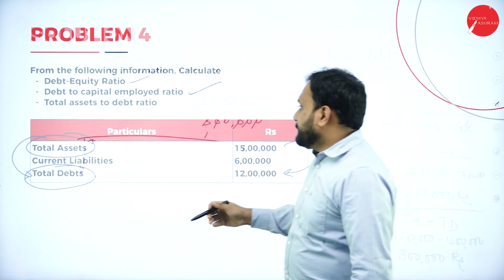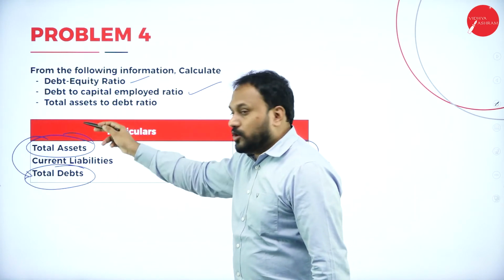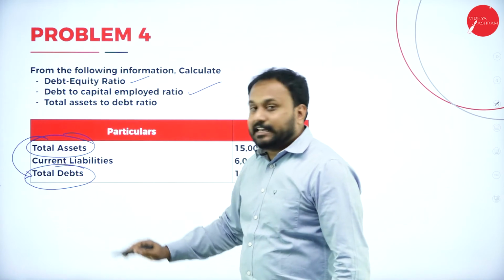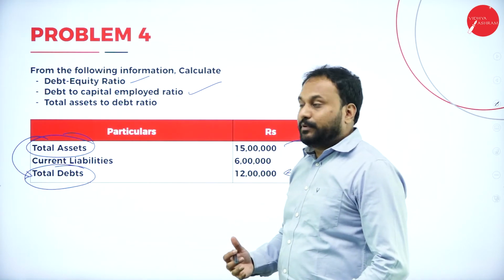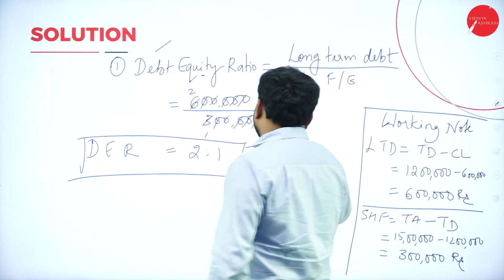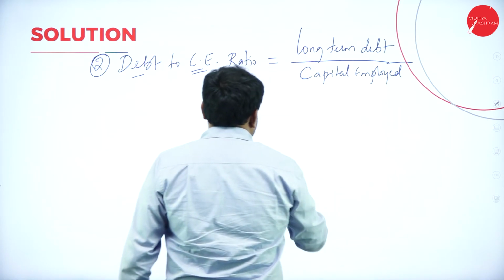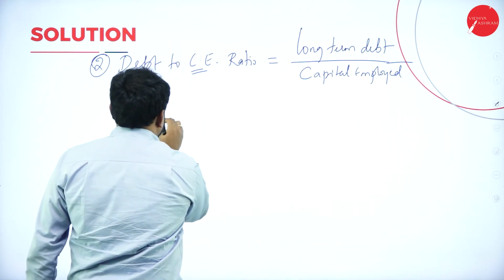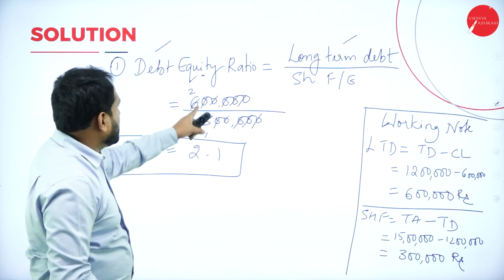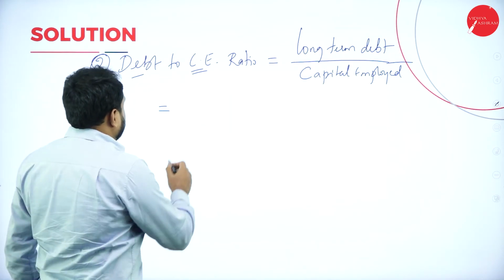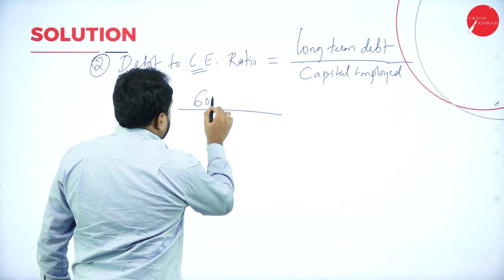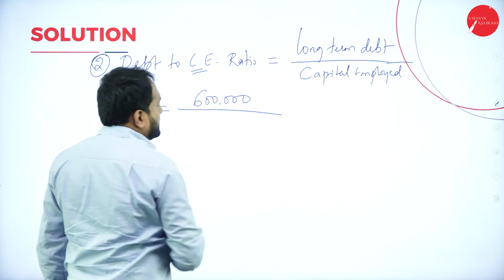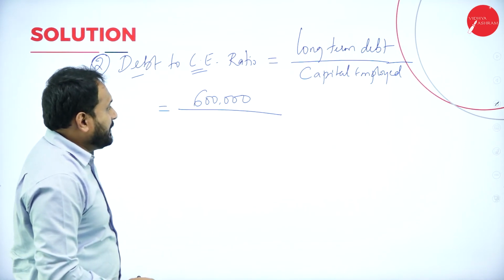Now, do you have long-term debt anywhere? Do you have capital employed anywhere? No. So how do we go with this? Very simple. Long-term debt, here only we have. So we'll write long-term debt. How much is it? Long-term debt is 6 lakh rupees. So we'll write here 6 lakh. 6 lakh is done. Now capital employed.